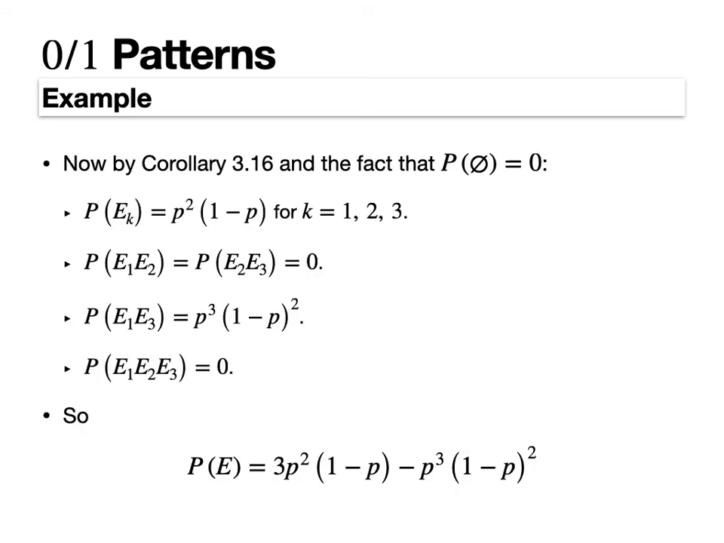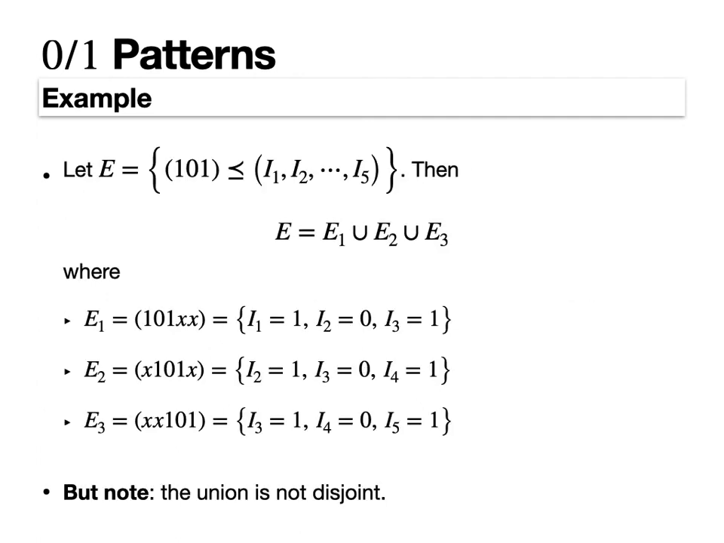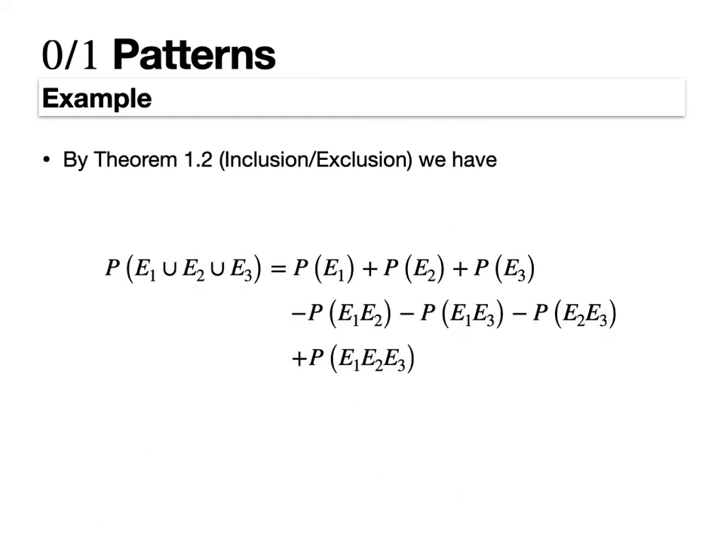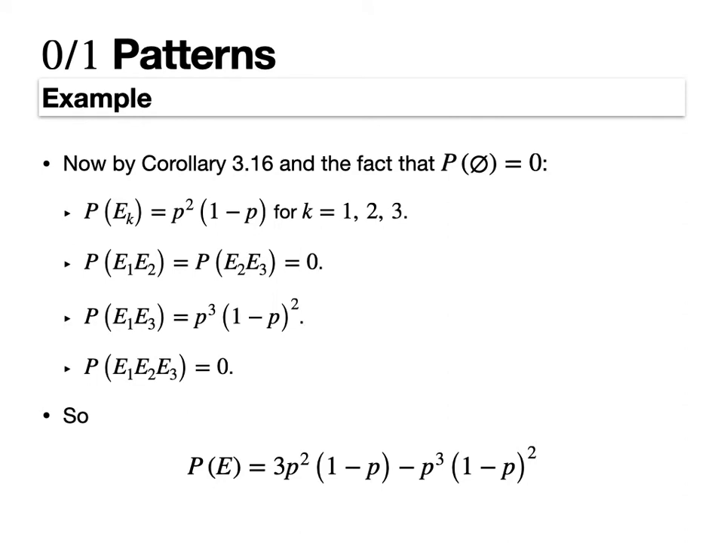Well, the probability of E1 is the same as the probability of E2 is the same as the probability of E3, right? Because if you look at it here, E1 is the event that I1 equals 1, I2 equals 0, and I3 equals 1. We can use the independence of the indicator variables in a Bernoulli process to just write that probability as the probability that I1 equals 1 times the probability that I2 equals 0 times the probability that I3 equals 1. And that probability is just p squared times 1 minus p, because we have two 1s and one 0.